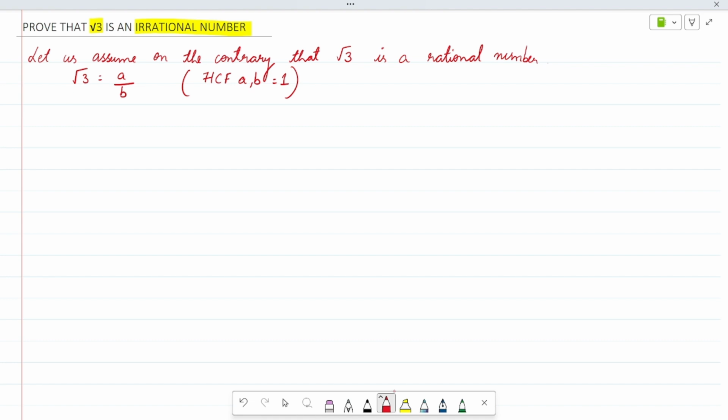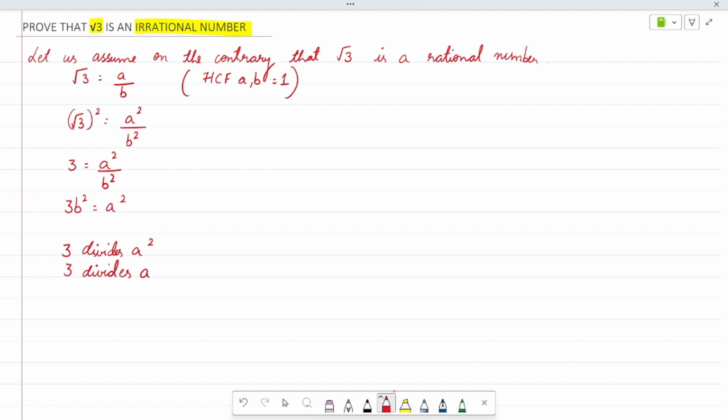Now going ahead and calculating, I can take the square on both sides. It's part of the proof that I'm taking up. So I am getting 3 equals a square by b square, which I can write as 3b square equals a square. So what does that mean? 3 divides a square, correct? So what does that in turn mean? It means 3 divides a, isn't it?